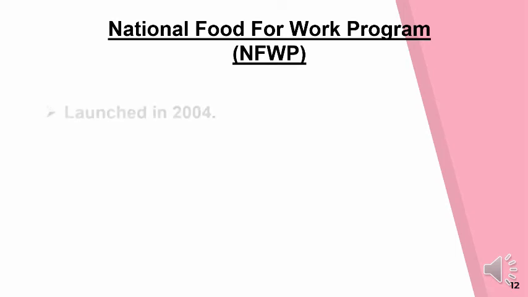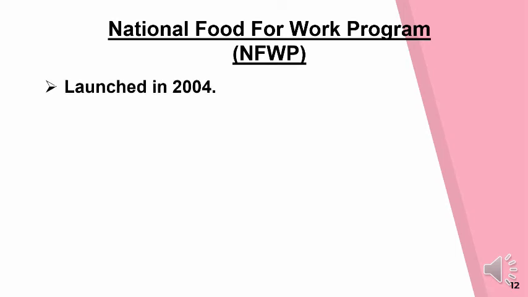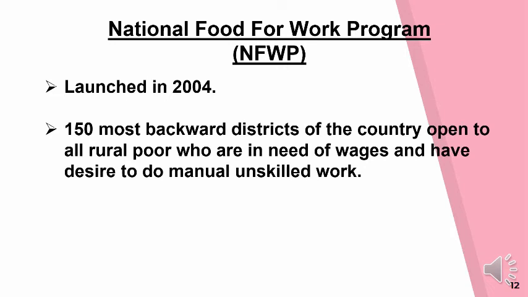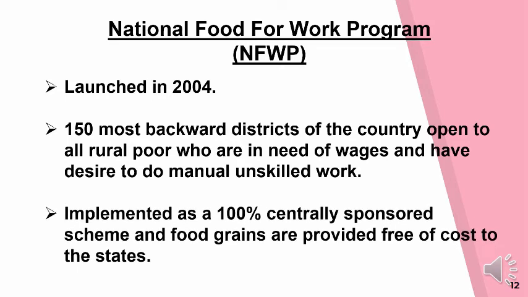National Food for Work Program. NFWP was launched in 2004. This is a 100% centrally sponsored scheme and food grains are provided free of cost to states. This scheme was open to rural poor who are willing to do manual unskilled work.